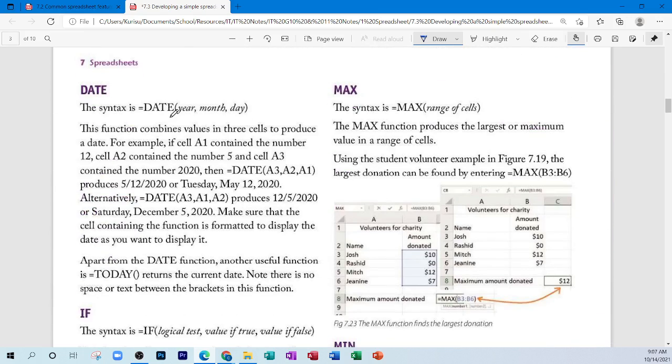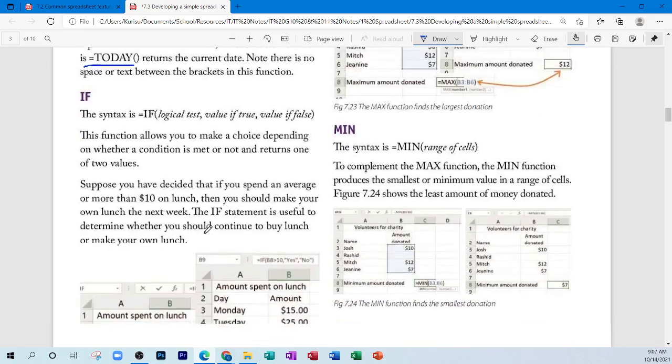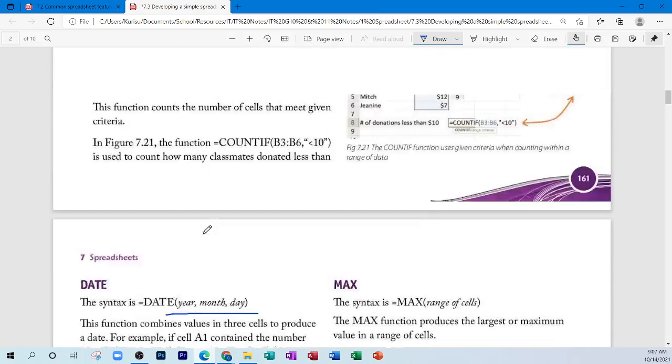Then we looked at Date. Remember, Date requires you to type the values into three cells, and then you use those three cells to create your date function. We also looked at the Today function, which gives you today's date. So we're going to move on now to the IF function.